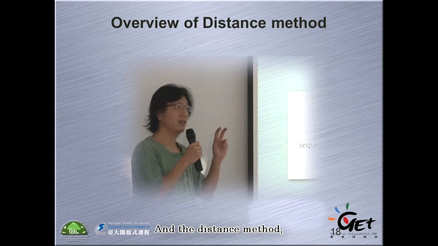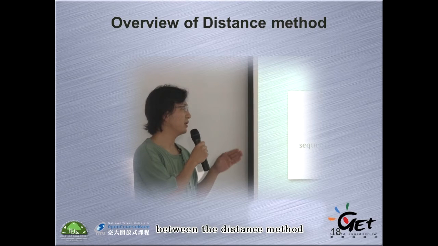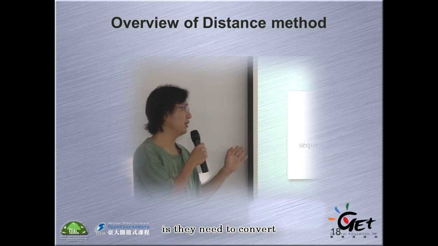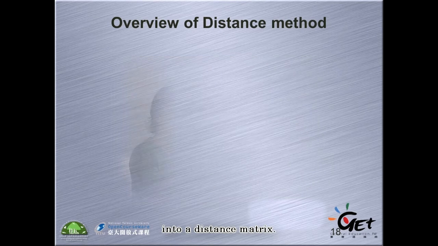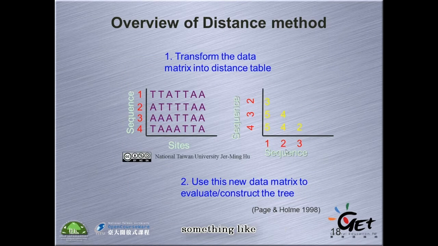And the major difference between the distance method and the discrete method is that they need to convert the original data set into a distance matrix. The distance matrix is something like the thing on the right. This is the original data set, the sequence alignment, and this is the distance matrix for 1, 2, 3, and 4. For 1 and 4 right here, you will see there are 5 differences out of 7.